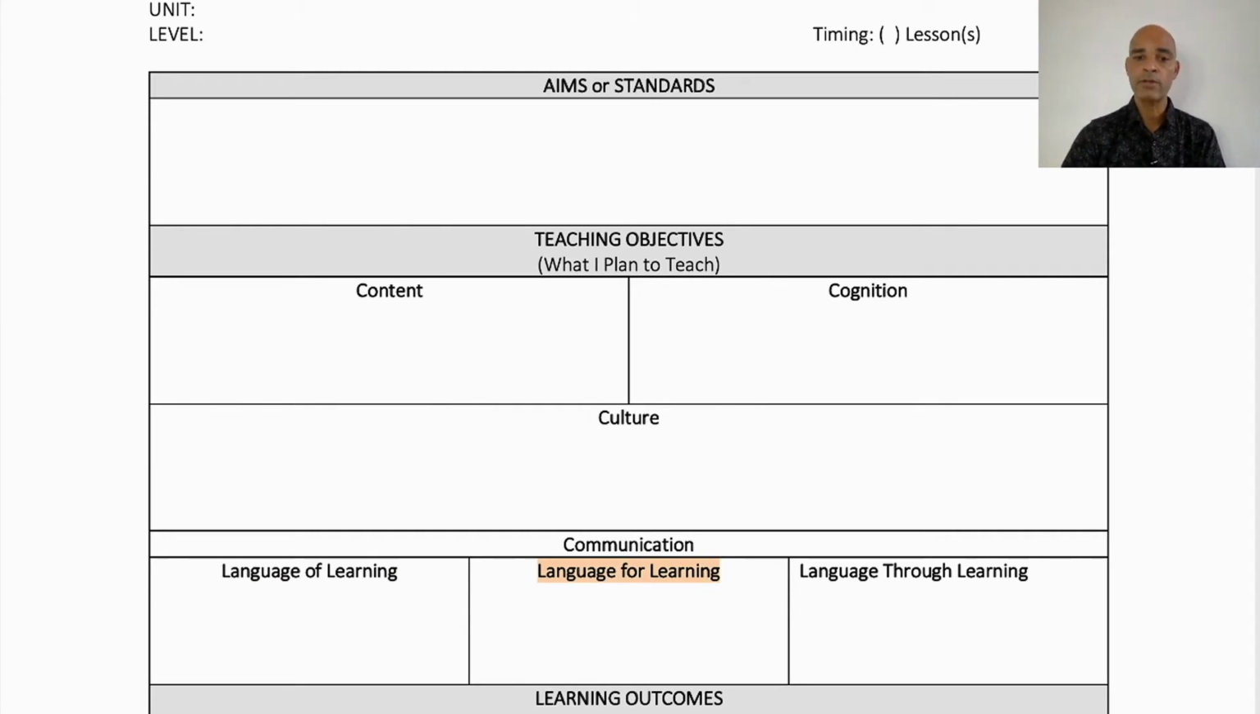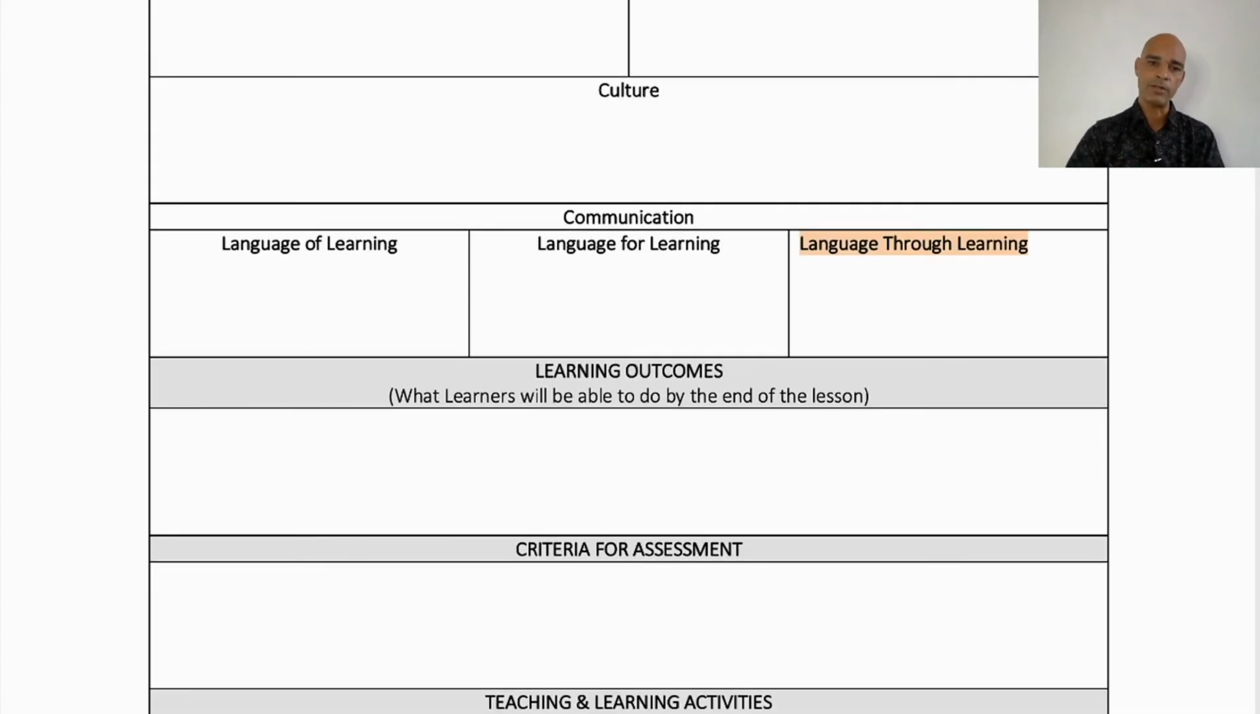And language through learning. This refers to the language that will emerge as students are engaging with the content, right? Sometimes the teacher plans for teaching certain types of language or language structures related to the content. But then there's something else that emerges throughout teaching. So what type of language should the teacher be attentive to and be ready to capture and share with the rest of the students? Because it will empower them as they learn. That's basically, in summary, what this means.